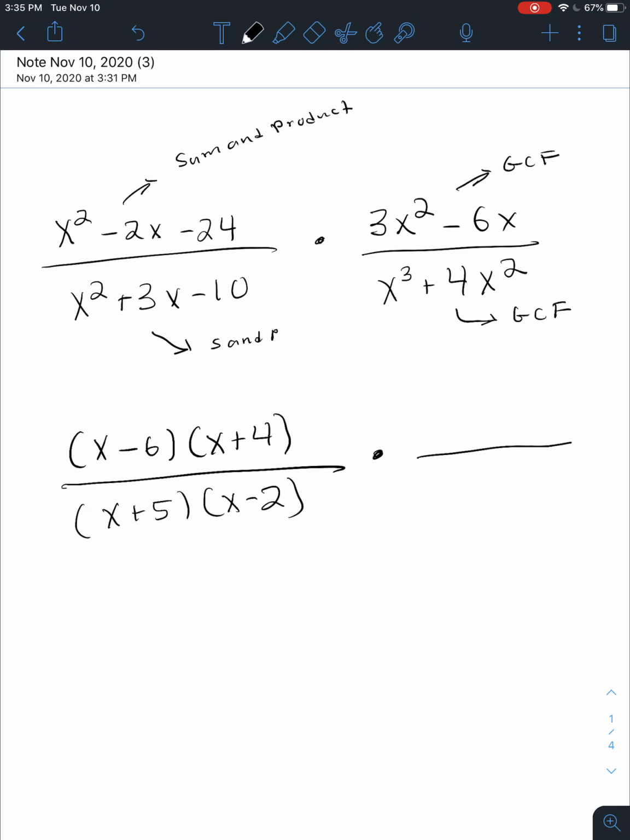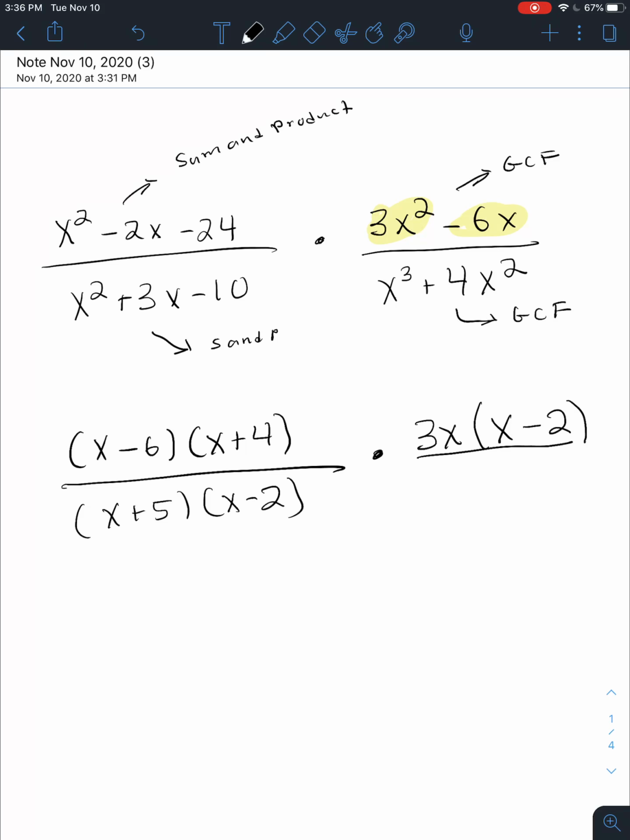Then I keep going. Here, I notice that both 3x squared and negative 6x have a 3 in common and an x in common. So I'm able to factor out a 3x. 3x times what gives me 3x squared? Well, 3x times x. 3x times what gives me minus 6x? Well, that would be minus 2. And you can always distribute and check to see if that is true.